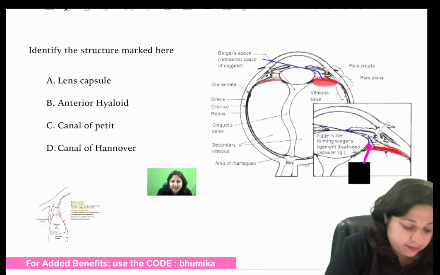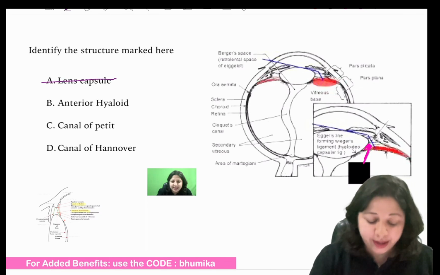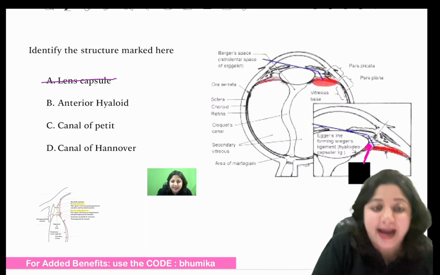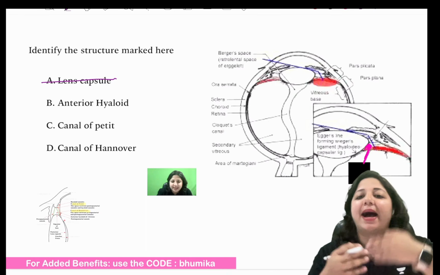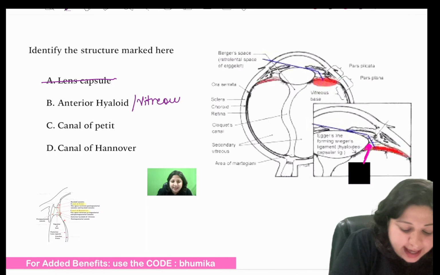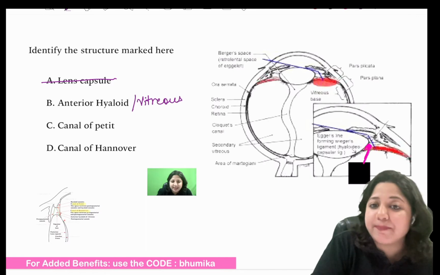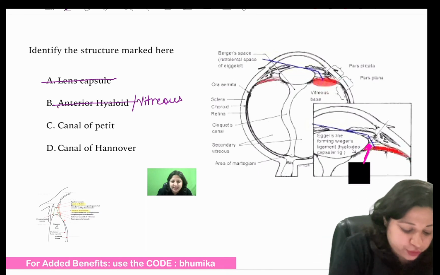So this was gone. It said anterior hyaloid. So whenever we talk of anterior hyaloid, what is anterior hyaloid? Anterior part of the vitreous. Hyaloid is vitreous. So basically, when it said anterior hyaloid, you could have written here vitreous. And do you think this is anterior vitreous here in front of the ciliary body? No. So this was also gone.